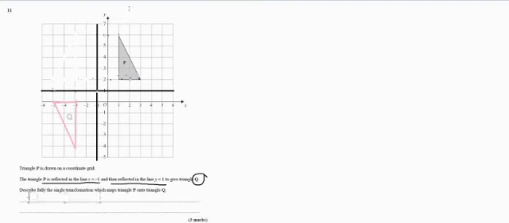So the answer is rotation 180 degrees by the point -1 and 1.